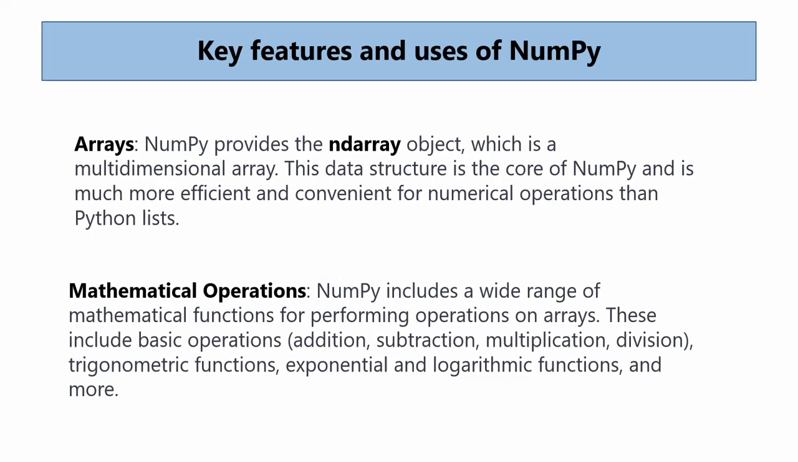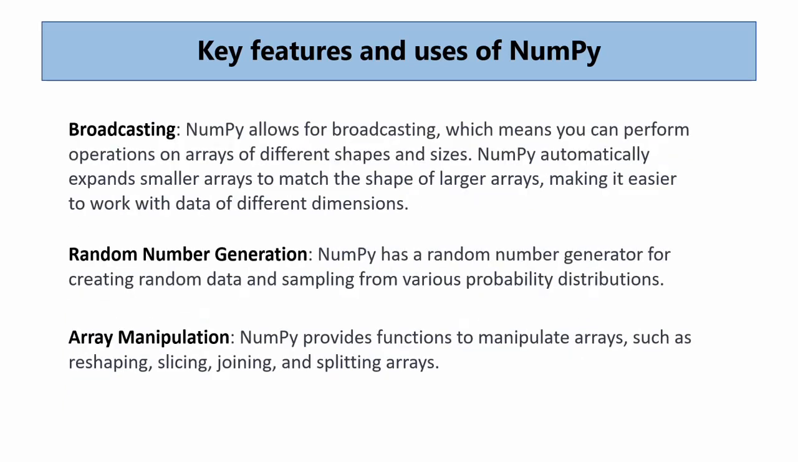The second point is mathematical operations. We already covered that it can perform lots of mathematical operations like trigonometric, exponential, and logarithmic functions, and a lot of other operations. The third point is broadcasting. Broadcasting means NumPy can perform operations on arrays of different shapes and sizes. Like you can perform an operation between a one-dimensional and a two-dimensional array, because NumPy automatically expands the smaller array to match the shape of the larger array, which makes it very easy to work with data of different dimensions.